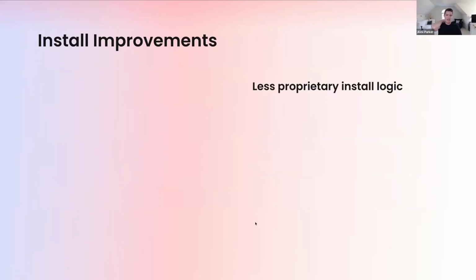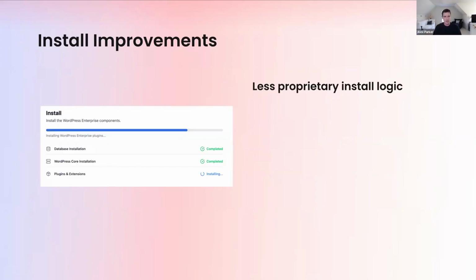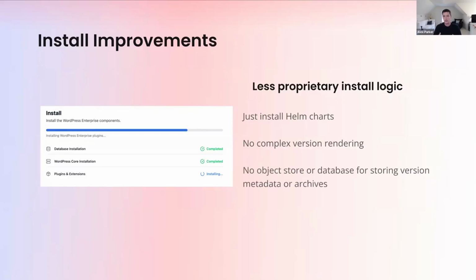And another thing that is going to be significant is a lot less proprietary install logic through this process. So when we look at that install flow here, we're really just installing Helm charts. But if you're familiar with the inner workings of COTS and embedded cluster today, there's a lot of complex version rendering that's happening. There's things that get injected. There's additional things and manipulation of the Helm charts in some cases. We're storing a lot of stuff in an object store or a database in order to keep track of the versions and redeploy them and stuff like that.